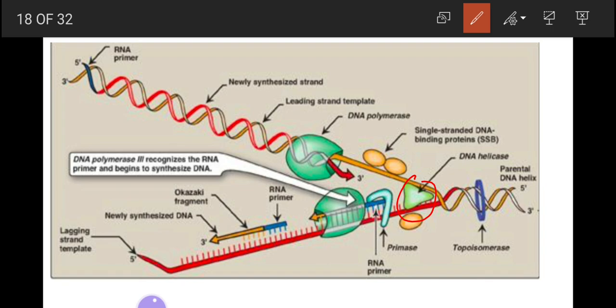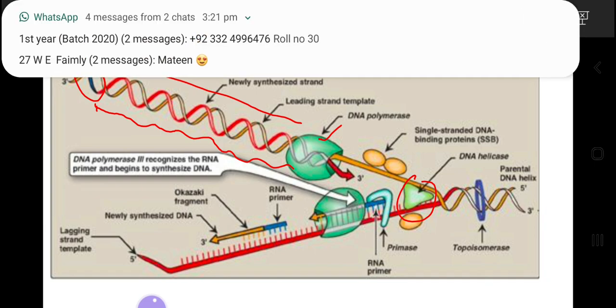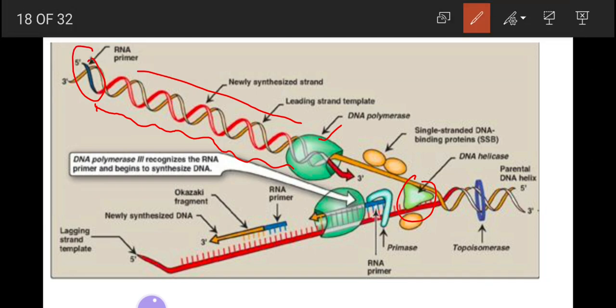And this is the leading strand, and this blue color fragment is the RNA primer, and this green color enzyme starts from the RNA primer and synthesizes in a continuous manner on the leading strand. These two proteins are the single stranded DNA binding proteins. And in the leading strand you are seeing that there is only a single RNA primer.